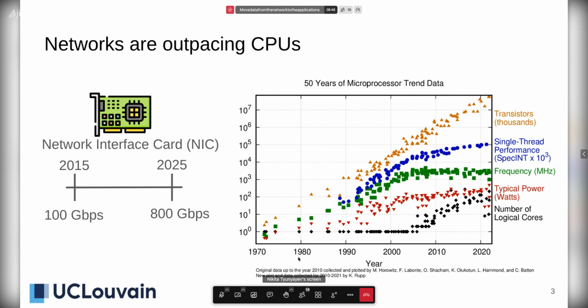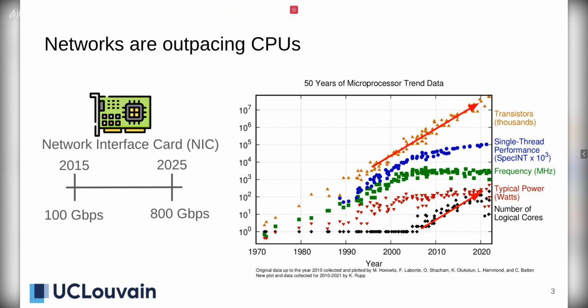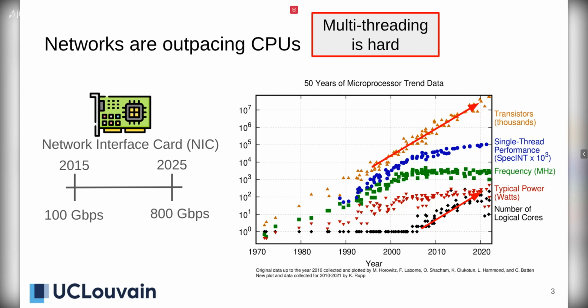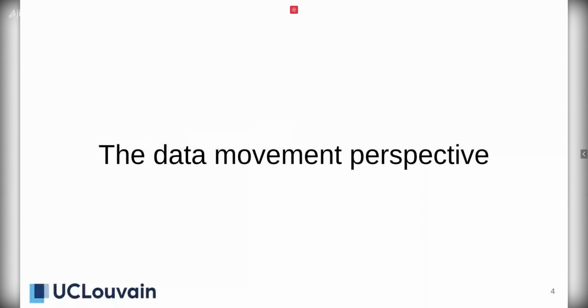From another point of view, we can still see that CPU performance is increasing, but just by adding more CPU cores. Basically, to scale performance, we just add more CPU cores. This works only so much, and at the end of the day, multi-threading is hard, so it doesn't solve every problem. So in this talk, I will tackle this problem of CPUs being slower than networks from the data movement perspective.